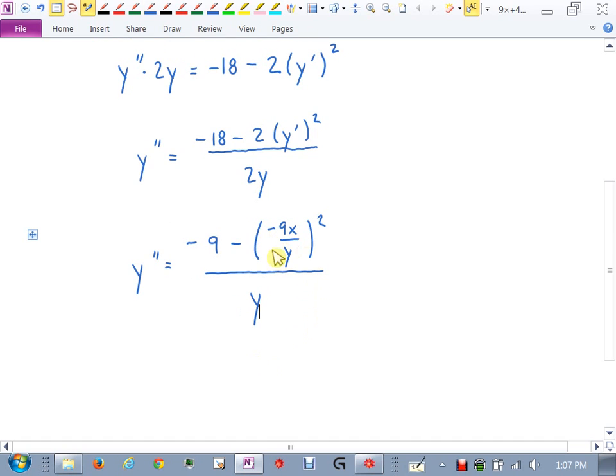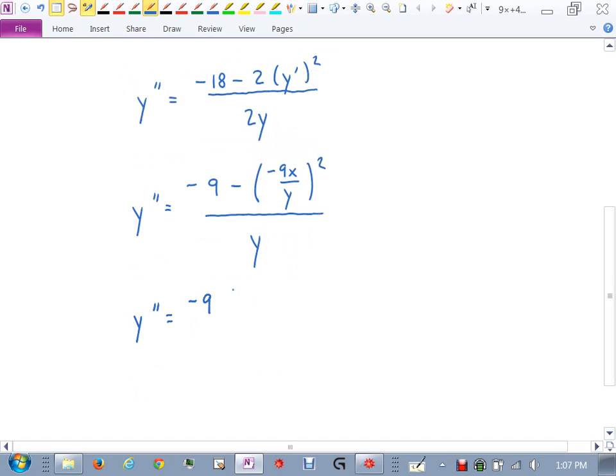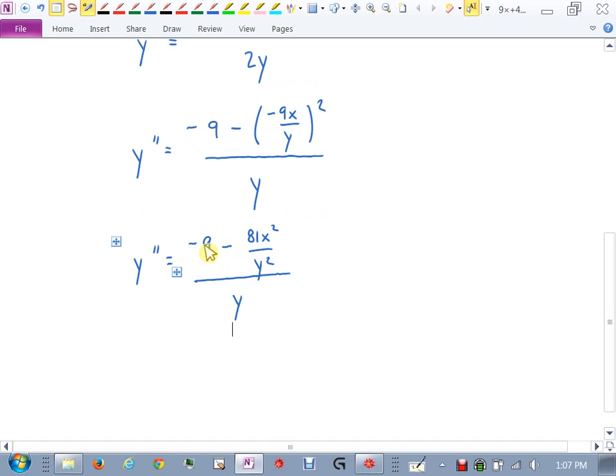So let's square this right here. Y double prime equals negative 9. When you square negative 9x, it's 81 x squared over y squared. So minus 81 x squared over y squared over y. Then what they probably did is get a common denominator between these two, right here. So they introduced y squared on top and bottom of this.